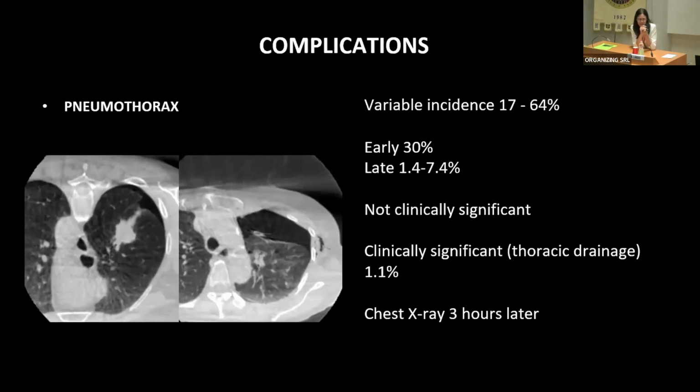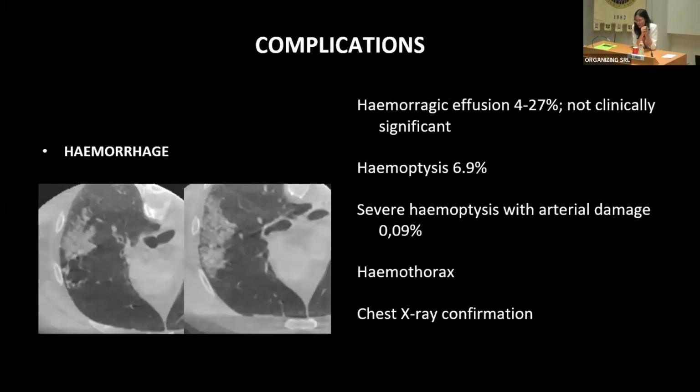It has variable incidence, but what is important is that most of the time it is not significant clinically speaking. It doesn't require a prolongation of the patient's stay in the hospital and doesn't require thoracic drainage. Pneumothorax, such as hemorrhage after the procedure, can be monitored with chest X-ray. Usually, we suggest that the patient receive a chest X-ray 3 hours after the procedure.